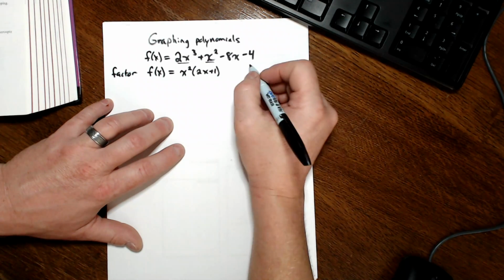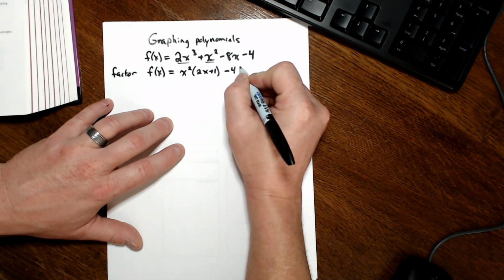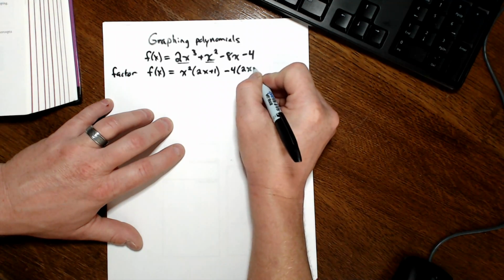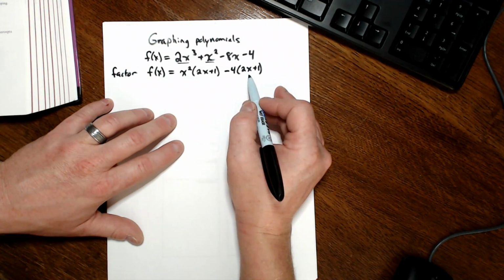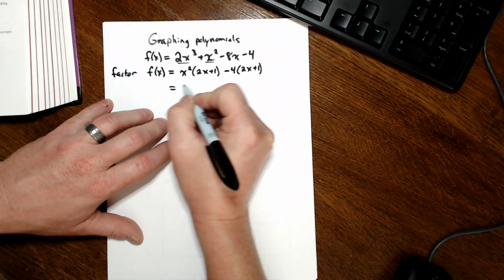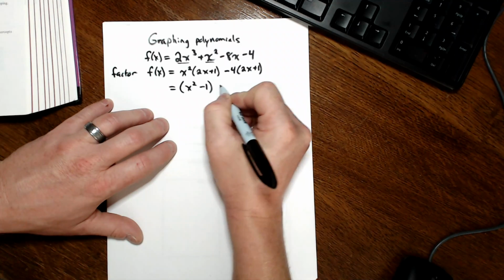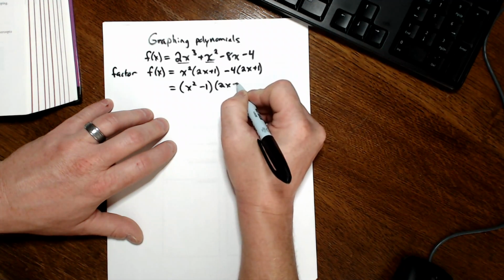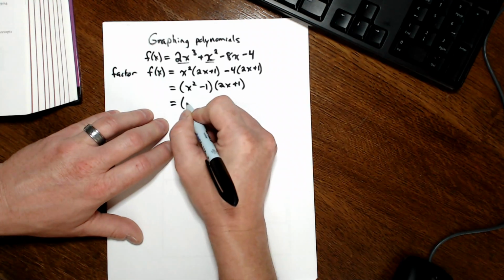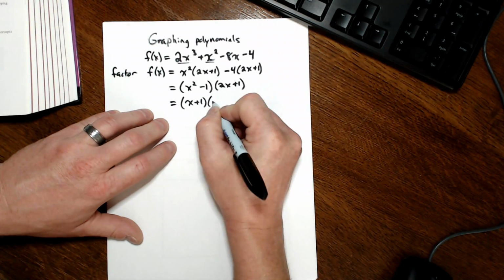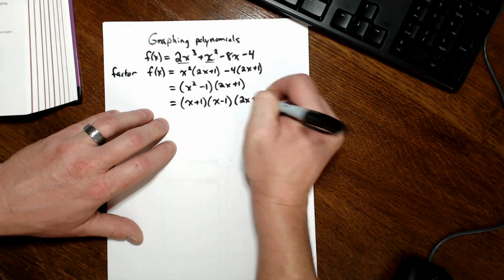And then we're going to look at these and we're going to try to take something out of here. I think we can take out a minus 4, and that's going to leave us with 2x plus 1. Conveniently, we're left with the same factor here and here. So now I can rewrite it as x squared minus 1 times 2x plus 1. This is the difference of two squares, so I can factor this into x plus 1, x minus 1, and 2x plus 1.